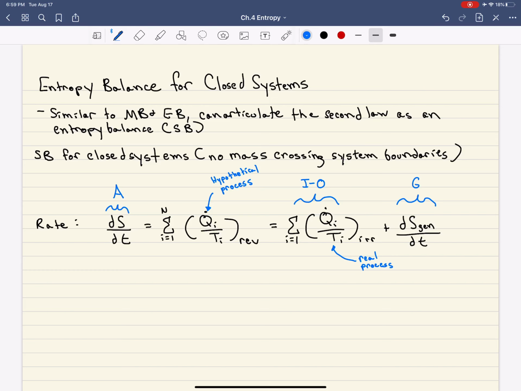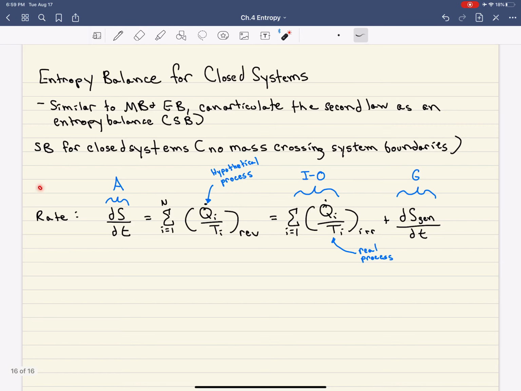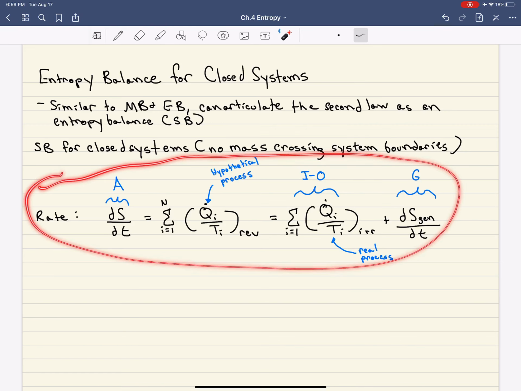The entropy balance is a little bit more complicated, but because we're now comparing the hypothetical process to the real irreversible process, this actually gives us a little bit more flexibility in how we could do our analysis. We'll see that later on once we start working through example problems. In any case, this was the rate form of the entropy balance.